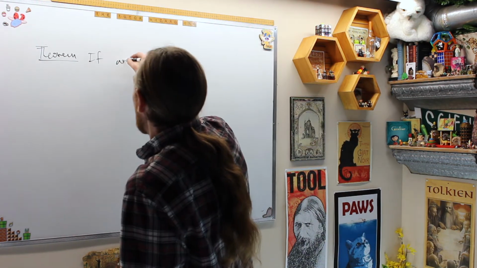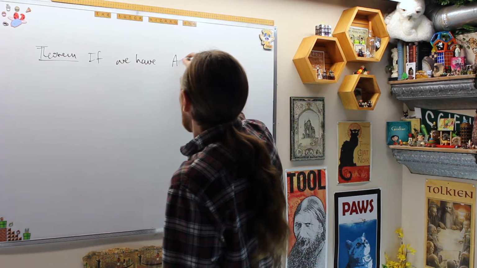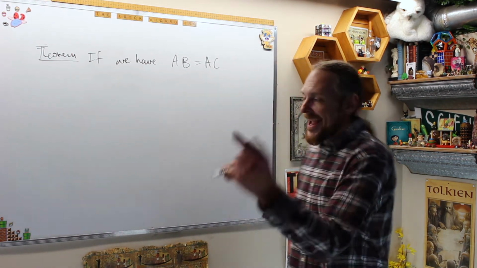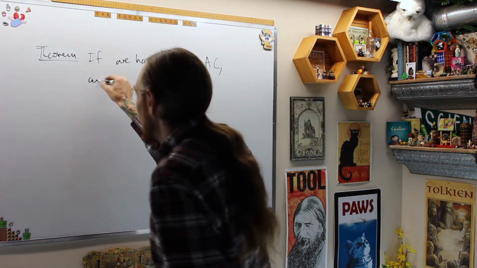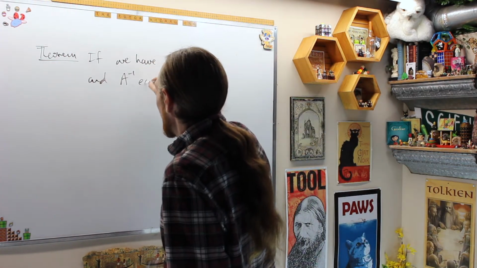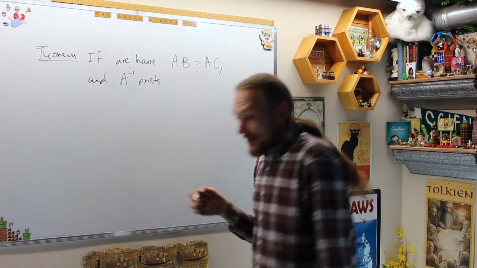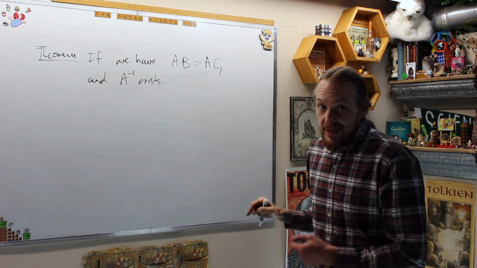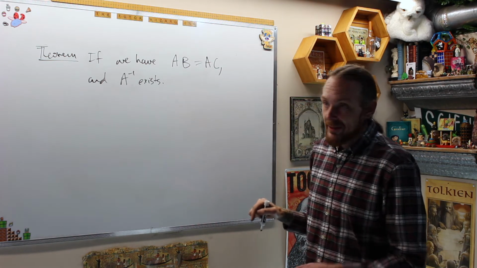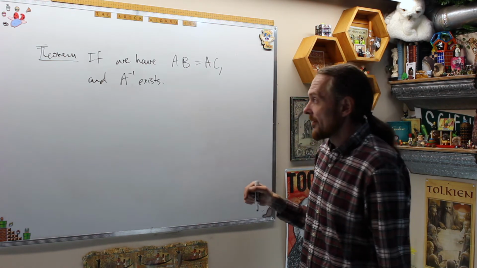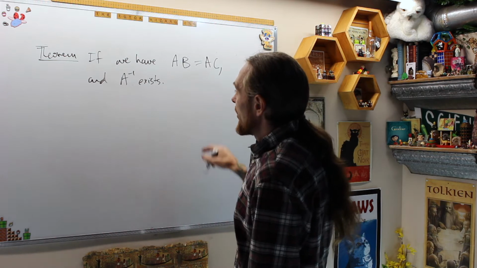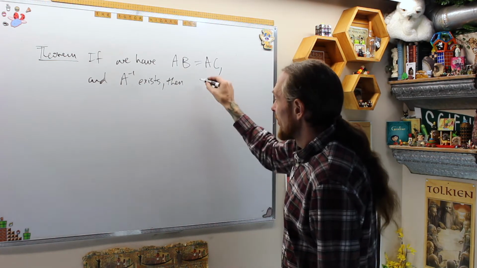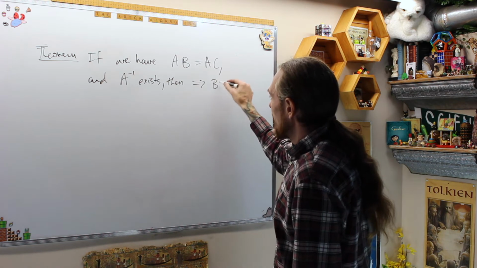Theorem: if we have that the product AB is equal to the product AC, and there's a second condition, A inverse exists, and you should be asking yourself, how do I determine whether it exists and how the heck am I going to find it? That's what we're going to do in a second for 2 by 2, and then in the next video we'll do the general ones. Then you can cancel. This implies B equals C.